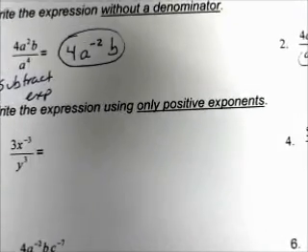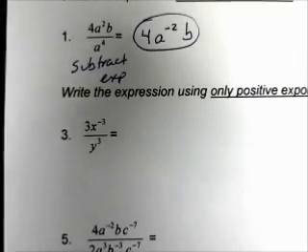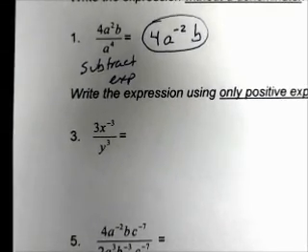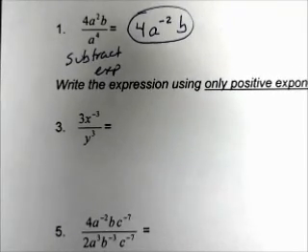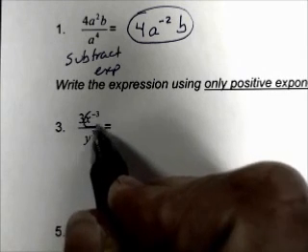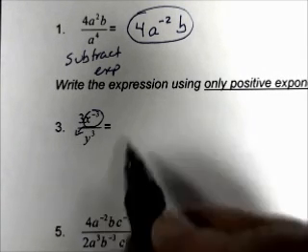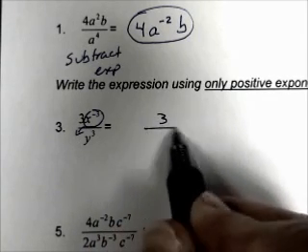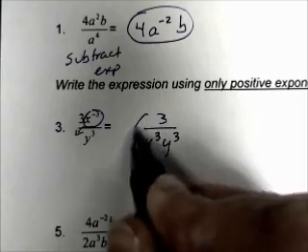For the next 4, we want to write the expression using only positive exponents. Only positive exponents, so that means whenever we have a negative exponent, we want to move it so that it is positive. So this x to the negative 3 in the numerator will go down into the denominator. So we'll have 3 over x to the 3rd, y to the 3rd.